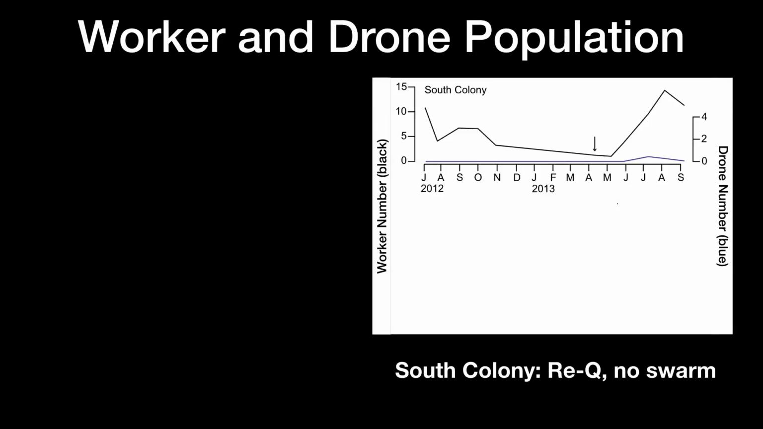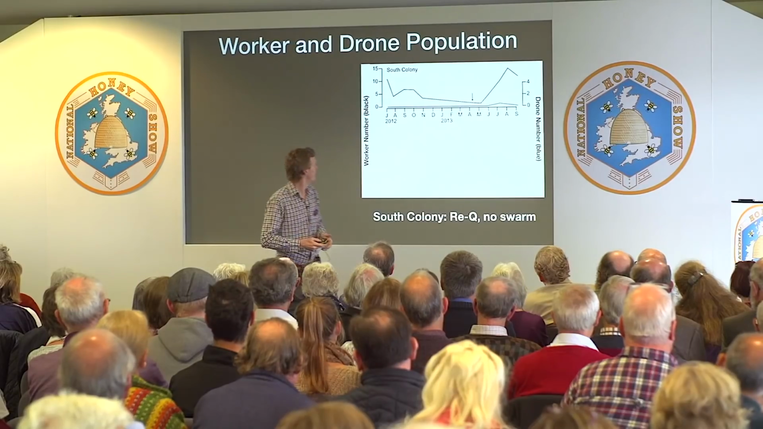So this is an example of a colony that's kind of in the intermediate. They had a tough winter, but they weren't able to swarm. But they were able to invest in drones. So this would be a colony that didn't swarm, but could still reproduce via drones.